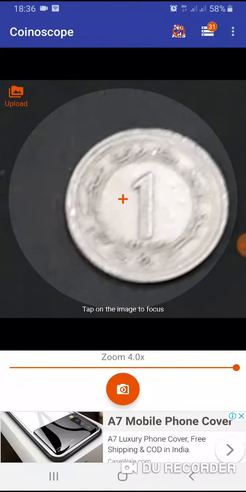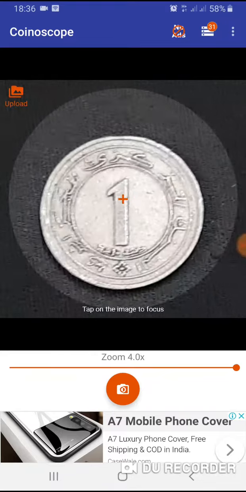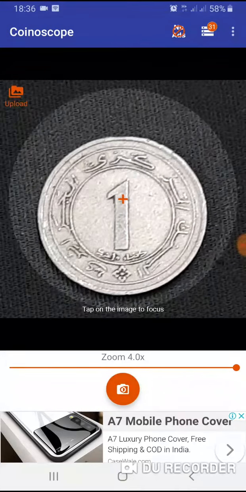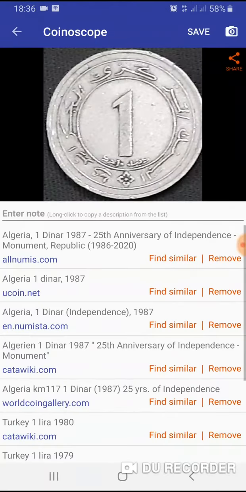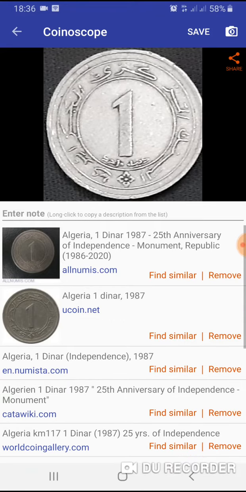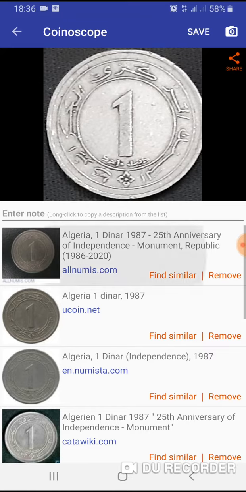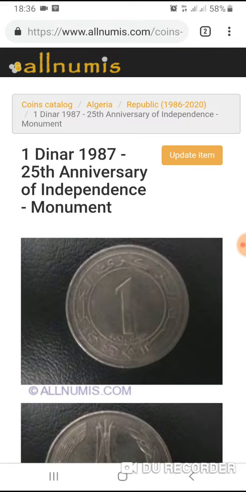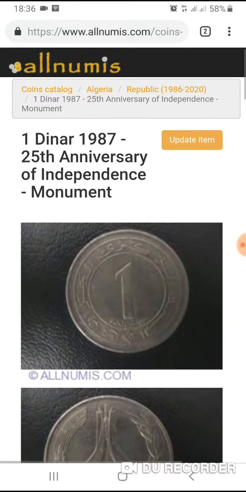See, I am trying with one side. Keep focused. Take a picture. And now it is searching. Oh, it is Algeria 1 dinar 87 25th anniversary. Yes, that is same. Yeah, it is correct. This identified correctly.